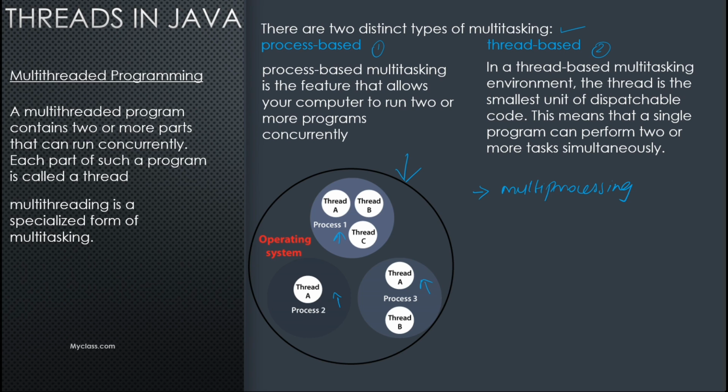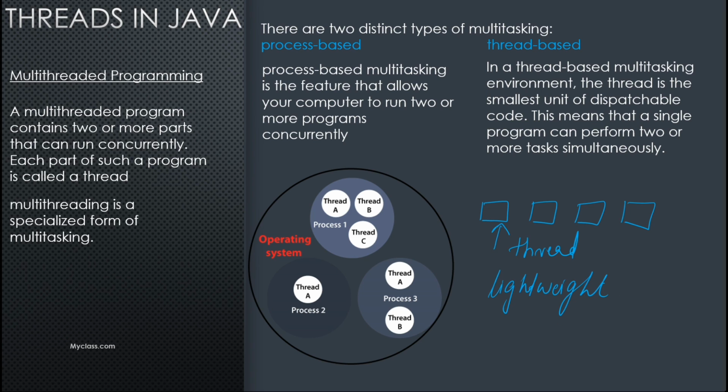So what is thread-based multitasking? In thread-based multitasking, the thread is the smallest unit of dispatchable code. In the operating system, we can divide one process into different smallest units of dispatchable code. These smallest units are called threads. A thread means the smallest unit of dispatchable code, or we can say a thread is a lightweight process.